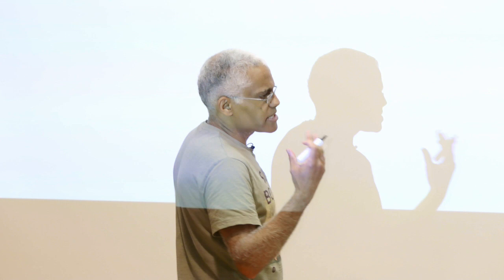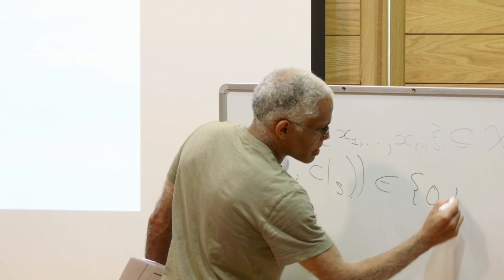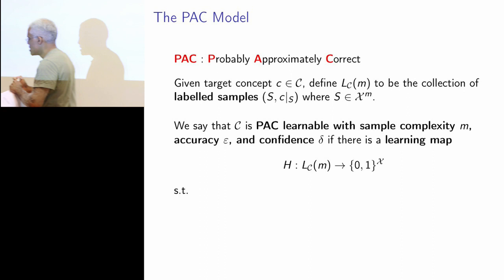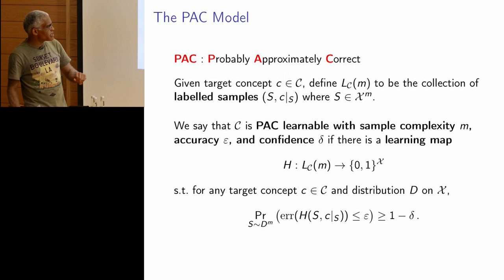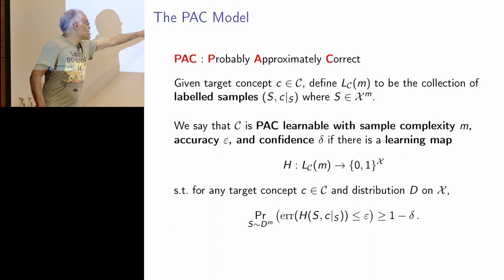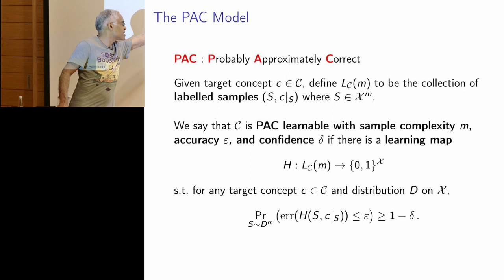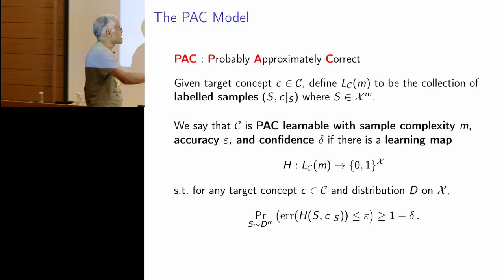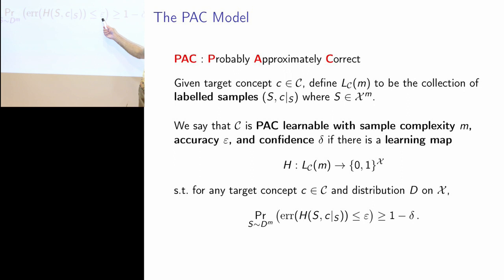And I say that if this class is PAC learnable, there's a function that operates on this training data and gives me a classification function as output. So what I'm learning is this classification function. And what do I want from this? Okay, so for any target concept, so this is a mouthful, I want the probability over my training data, a set of emails of size M, so S is distributed from D to the M, I want the probability that the error of the learned hypothesis, so the learning map applied to the training data, be less than or equal to epsilon, and I want that the probability of this happening be at least 1 minus delta.